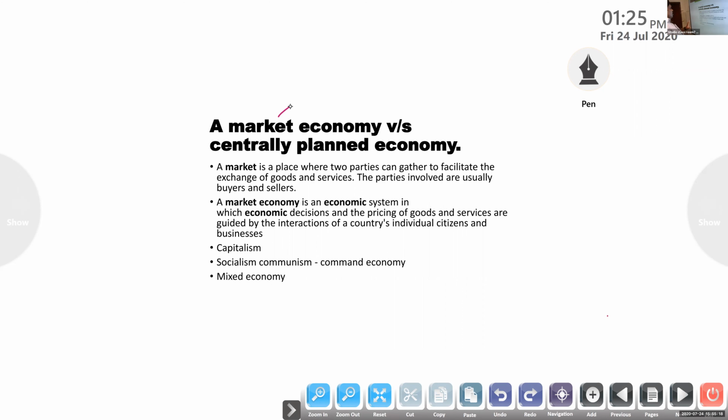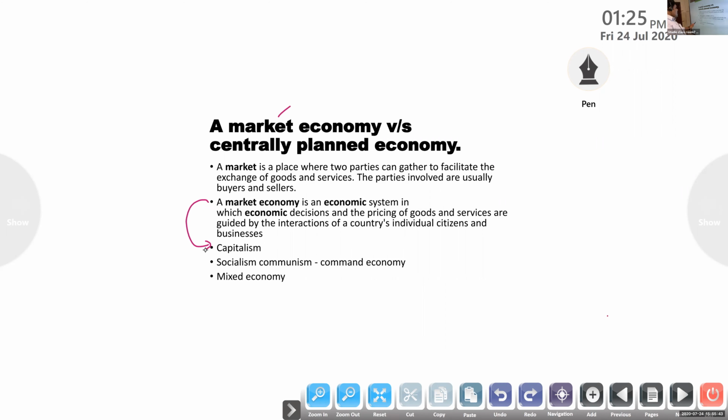So we already studied that a market economy is an economic system in which economic decisions and the pricing of goods and services are guided by the interaction of individual citizens and business firms. Clear? So just keep that in your mind. Basically, the market economic system we can find in capitalist economies.